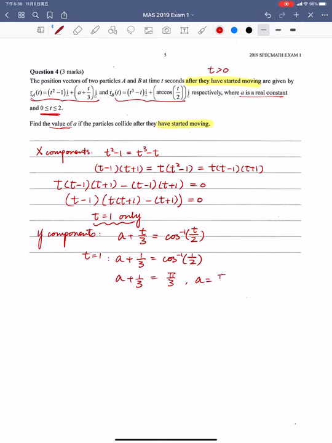A will be pi on 3 minus 1 on 3. If you don't mind, I could write it as pi minus 1 on 3, which is also correct. Okay?